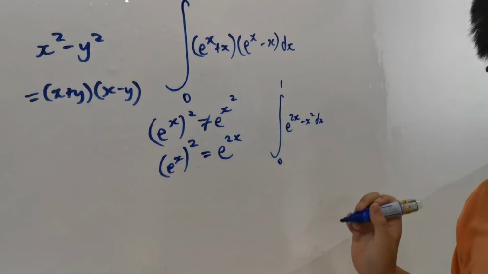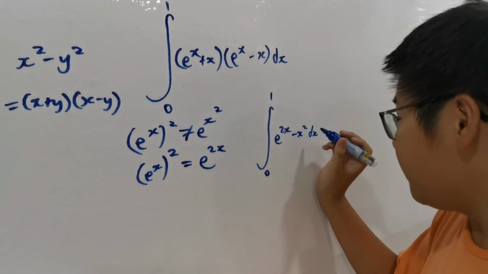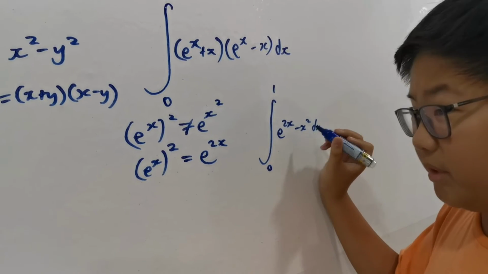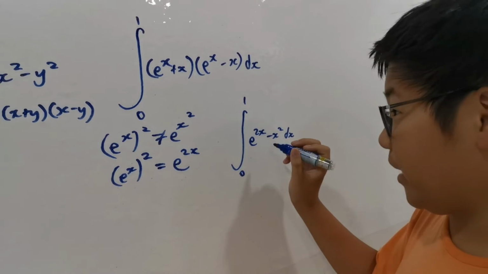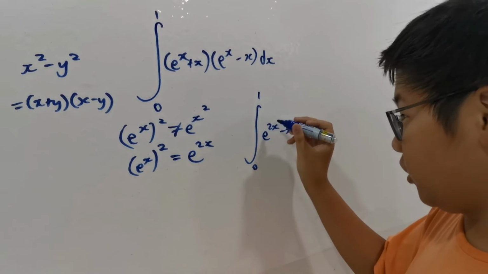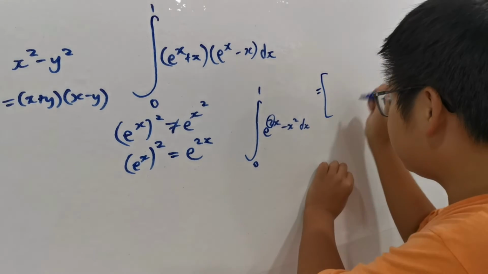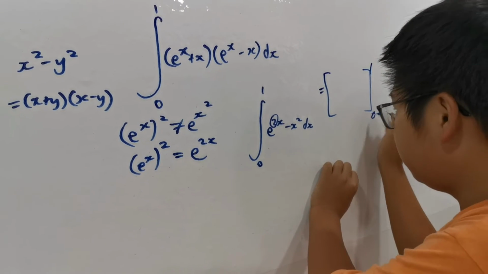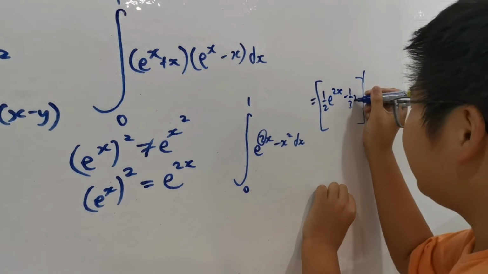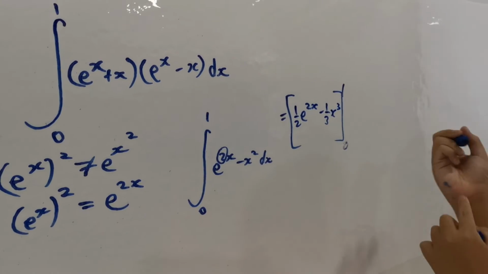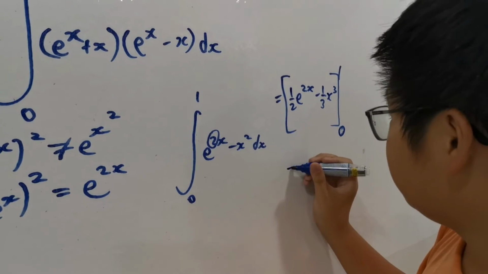To integrate a polynomial, raise the power up by 1 and divide by the new degree. To integrate exponentials, divide by the constant term in the exponent. So doing this gives us half e^2x minus 1/3 x cubed. To evaluate, you can substitute 1 first, then subtract the substitution of 0.